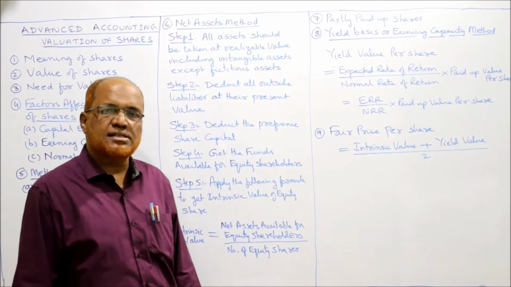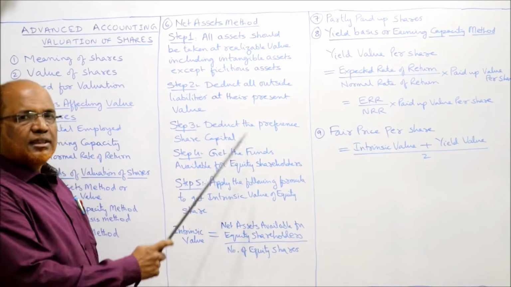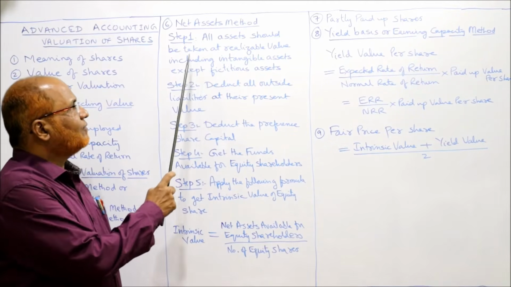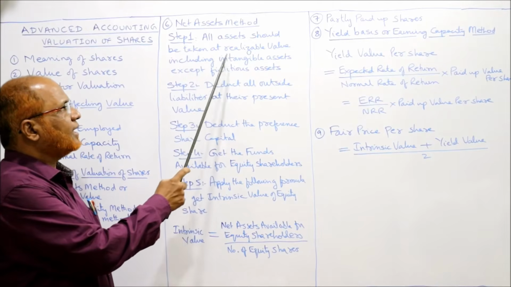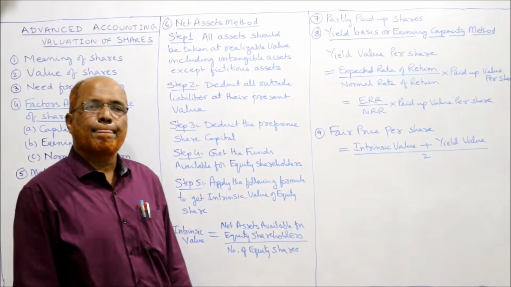In calculating the intrinsic value of a share, using the net assets method, the first step is that all assets should be taken at realizable value, including intangible assets except fictitious assets.